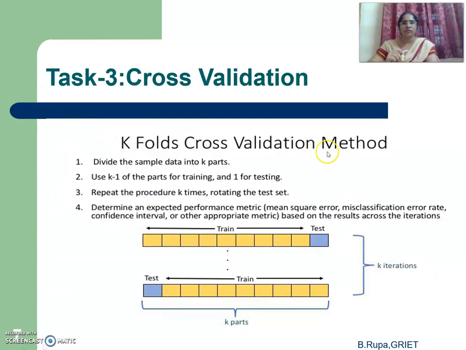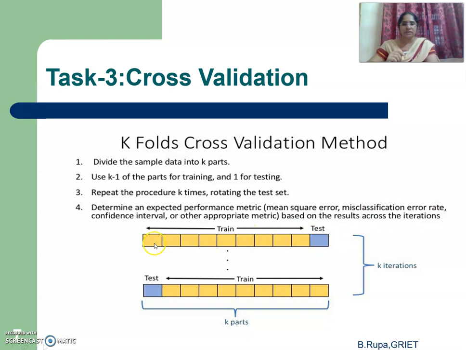Okay, we have the k-fold cross-validation method. Based on this k value, we can decide it as 10-fold or 5-fold or 3-fold and so on. The first step is to divide the sample data into k parts, and use k minus 1 parts for training and 1 for testing. One part is for testing, the remaining parts are for training. Repeat the procedure k times, rotating the test set. We change the test set for every iteration and determine the expected performance metric, such as mean square error or misclassification error rate, and based on the results across all the iterations, you can determine the performance of each and every iteration.